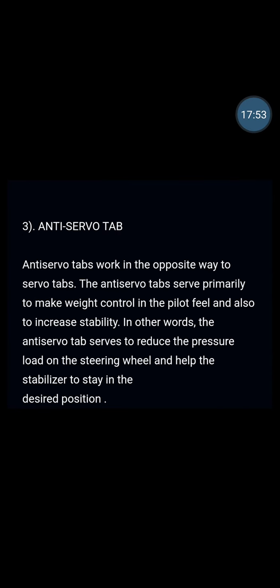3. Anti-servo tab. Anti-servo tabs work in the opposite way to servo tabs. The anti-servo tabs serve primarily to make the weight control feel heavier to the pilot and also to increase stability. In other words, the anti-servo tab serves to reduce the pressure load on the stabilator and help the stabilizer to stay in the desired position.